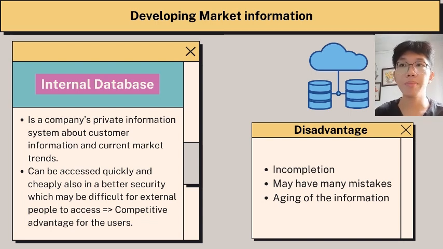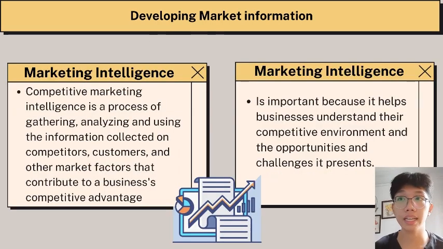Now we move to competitive marketing intelligence. So what is competitive marketing intelligence? It is a process of gathering, analyzing, and using the information collected on competitors, customers, and other market factors that can contribute to a business's competitive advantage. Competitive marketing intelligence is really important because it helps businesses understand their competitive environment, their opportunities, and also the challenges it presents.